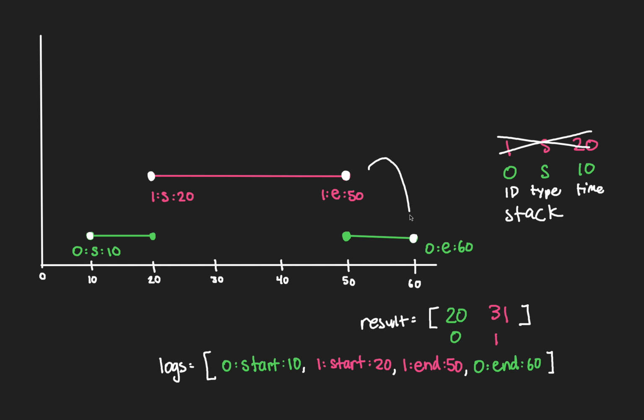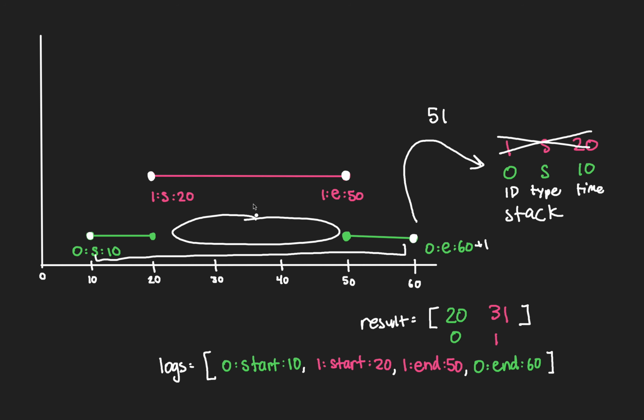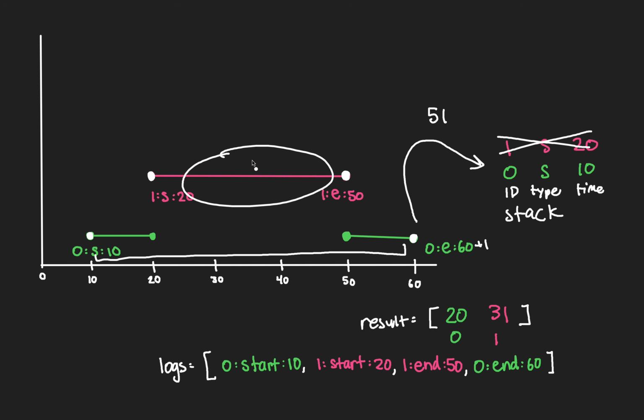On the last iteration, we have another end of a function, function 0. Let's do the same thing, compare it with the next most recently pushed log. What's 60 plus 1 minus 10? That's 51, and that is actually not correct. Function 0 obviously did not spend 51 units of time. There was a literal gap in the middle where another function, function 1, was invoked. So it turns out our logic is flawed, and we must account for this.